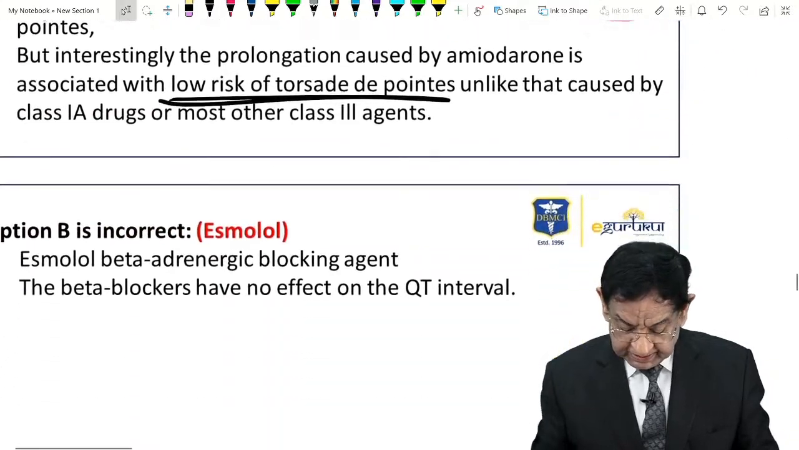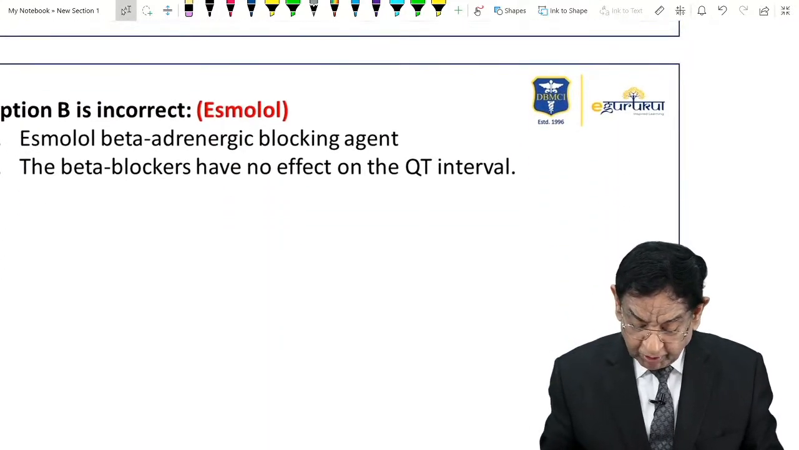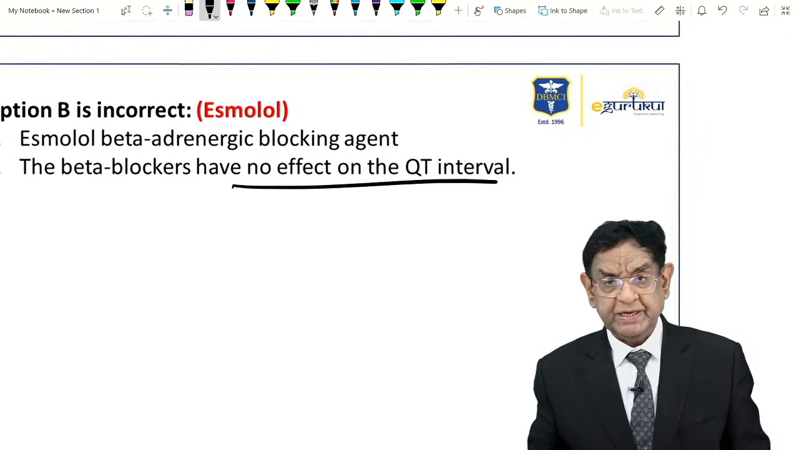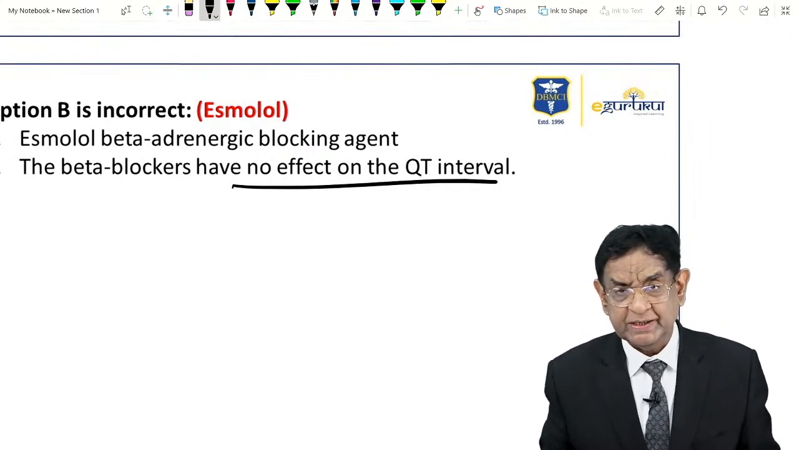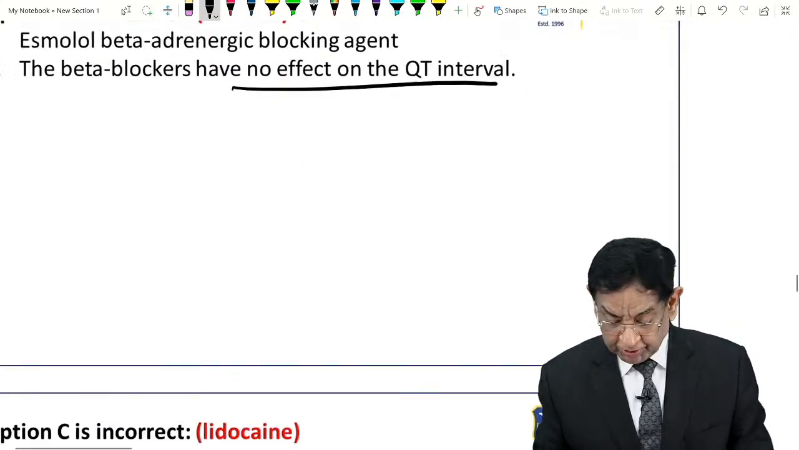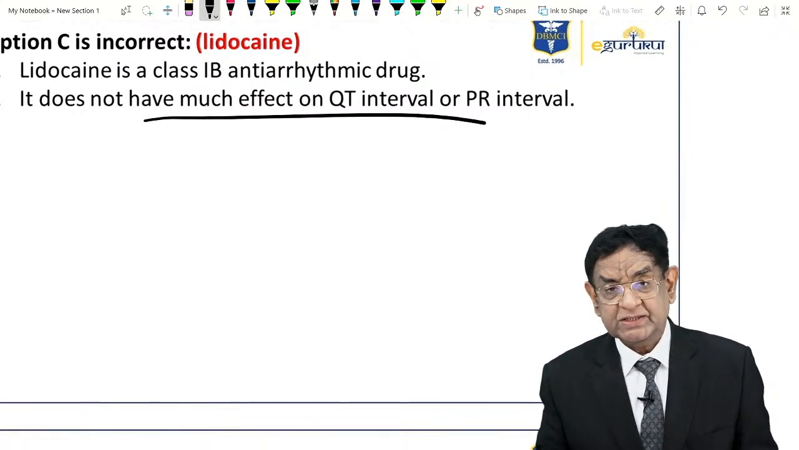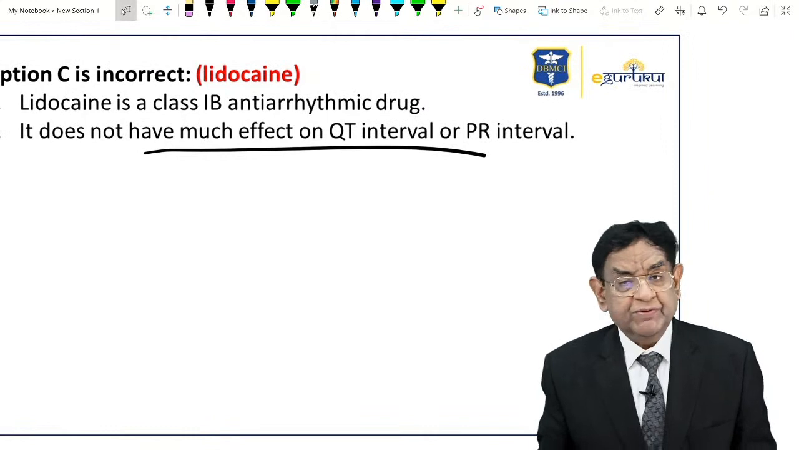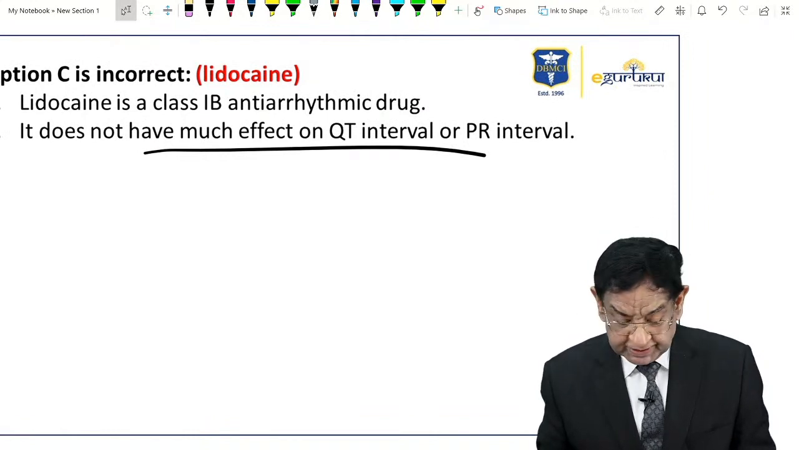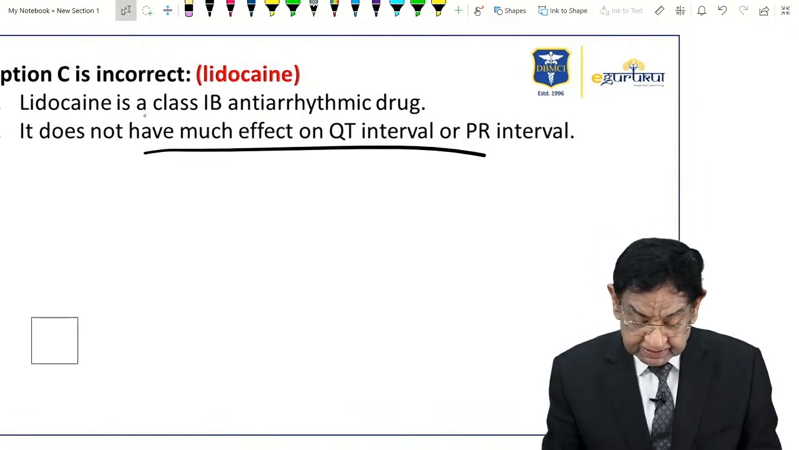Okay. Esmolol is a beta blocker. It has no effect on QT interval. I told you torsade pointes will be caused by any drug which prolongs QT. Lidocaine reduces QT interval. It is a class 1B drug, so it will not lead to torsade pointes.